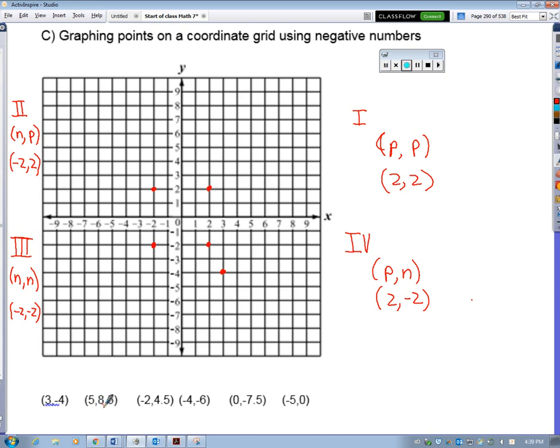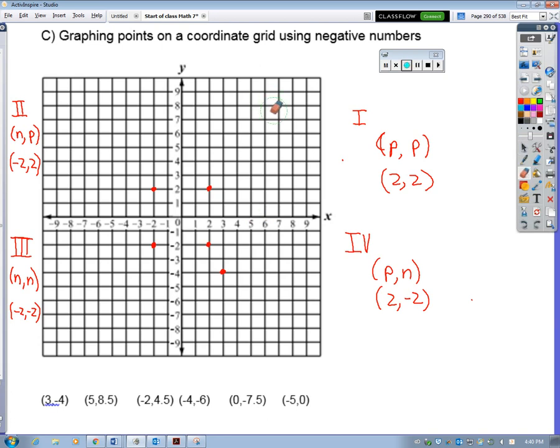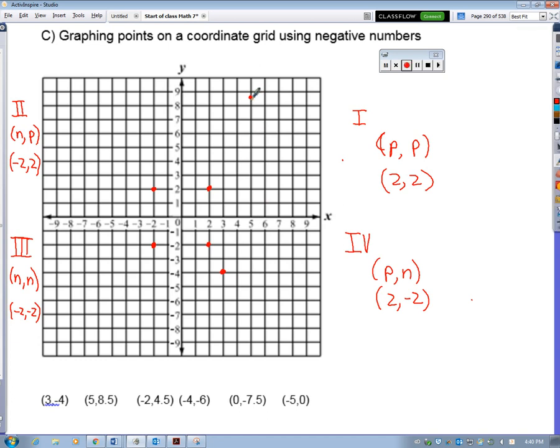Then we have 5, comma 8.5. We're going to start here at 0, go over to 5, and this time go up to 8.5. Notice we don't have an 8.5 listed, so we're just going to go halfway in between 8 and 9, because that would be 8.5. I put that on the 6 instead of the 5. Let me erase that. We'll get that fixed up here real quick. There we go. 8.5 is going to be right there. Perfect.